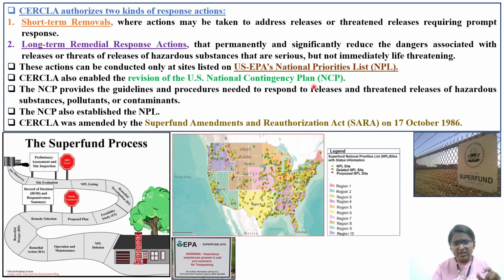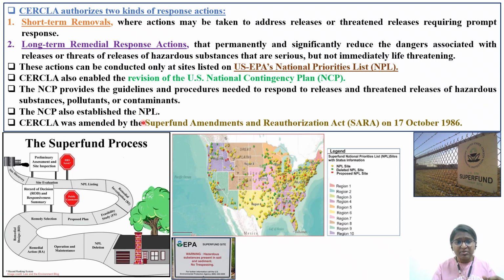So everything has to be done under this NCP. The NCP provides the guidelines on how to do the sampling, how to establish limits, and the procedures needed to respond to releases and threatened releases of hazardous substances, pollutants, and contaminants. Not only those which have already occurred: if we know that in certain areas, because of a certain manufacturing facility, there is a threat to that area, they can impose restrictions even before the release of hazardous substances. Because of the potential threat also, under CERCLA, these people have the authority to charge these companies.